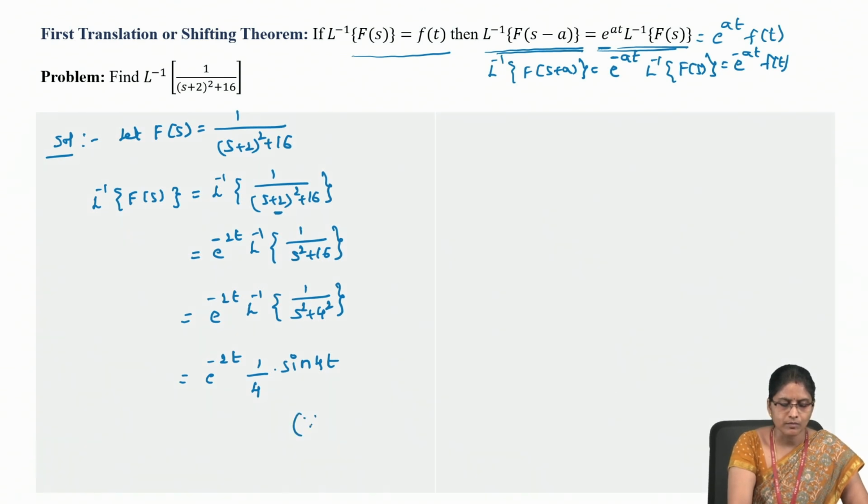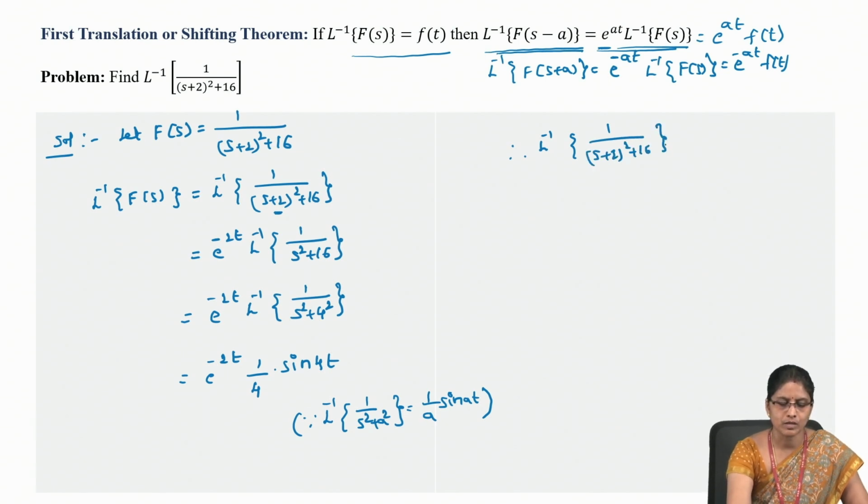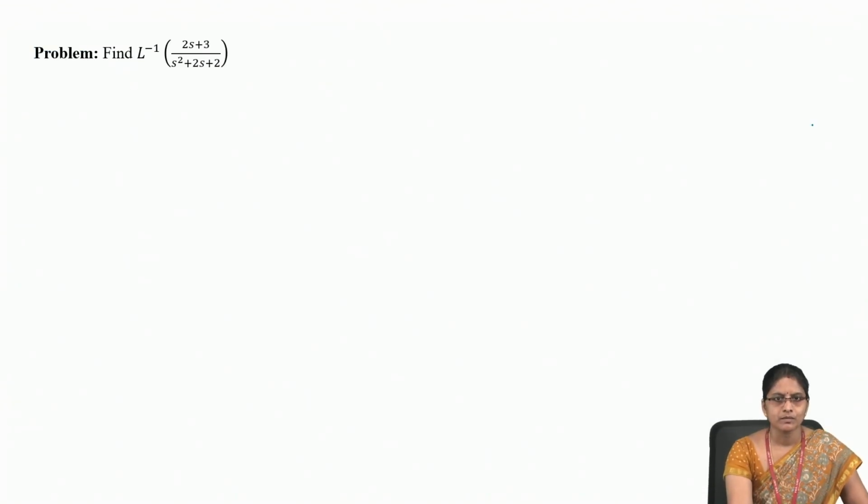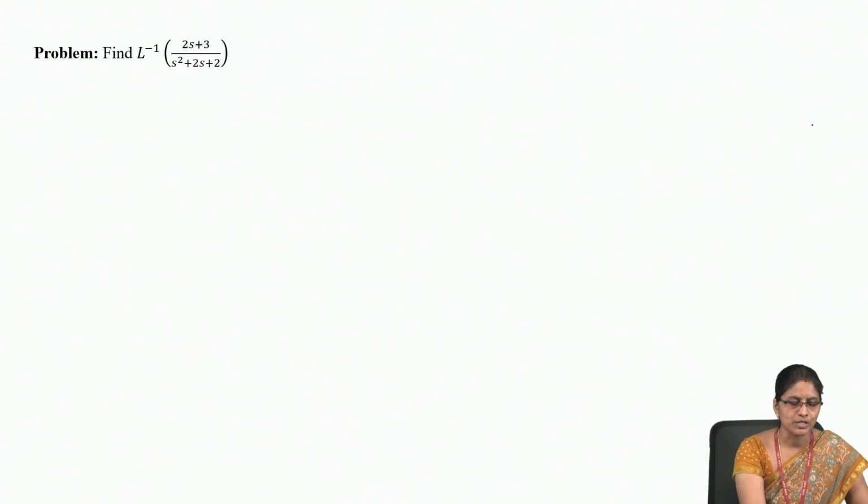Since the inverse Laplace transform of 1 by s square plus a square is 1 by a into sine at, therefore the inverse Laplace transform of 1 by (s plus 2) whole square plus 16 is equal to e power minus 2t by 4 into sine 4t. See another example. This is also related to the first shifting theorem.